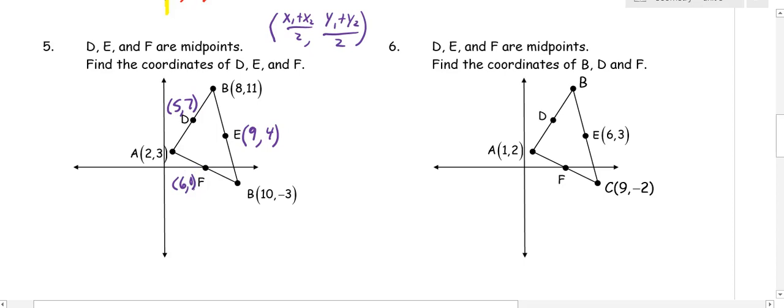Same thing in E. Right away we can find F as our midpoint, so 1 plus 9 divided by 2 is 5, and 2 plus negative 2 divided by 2 is 0. Now, to find B, B is not a midpoint, it's an endpoint.